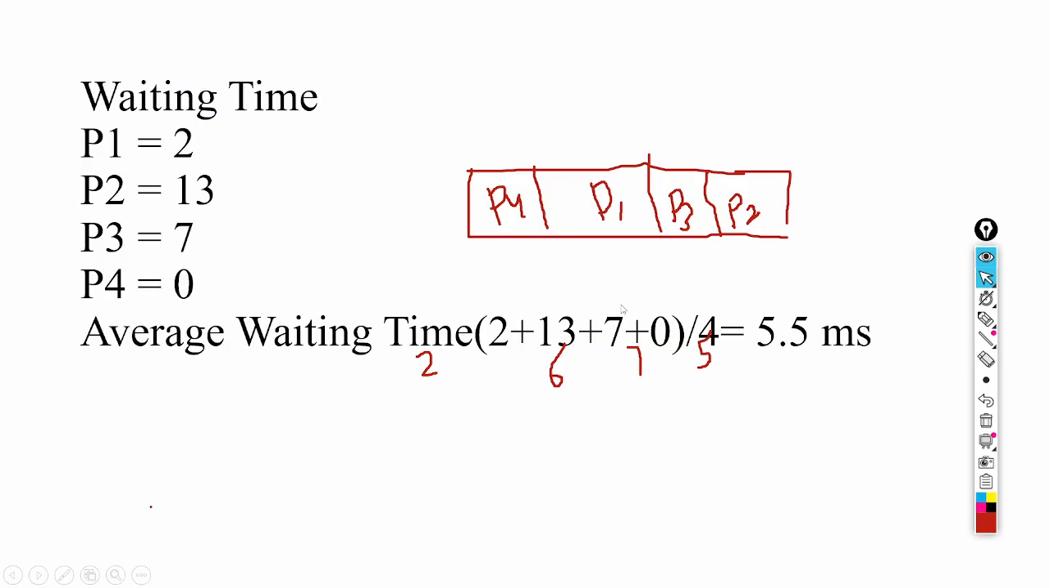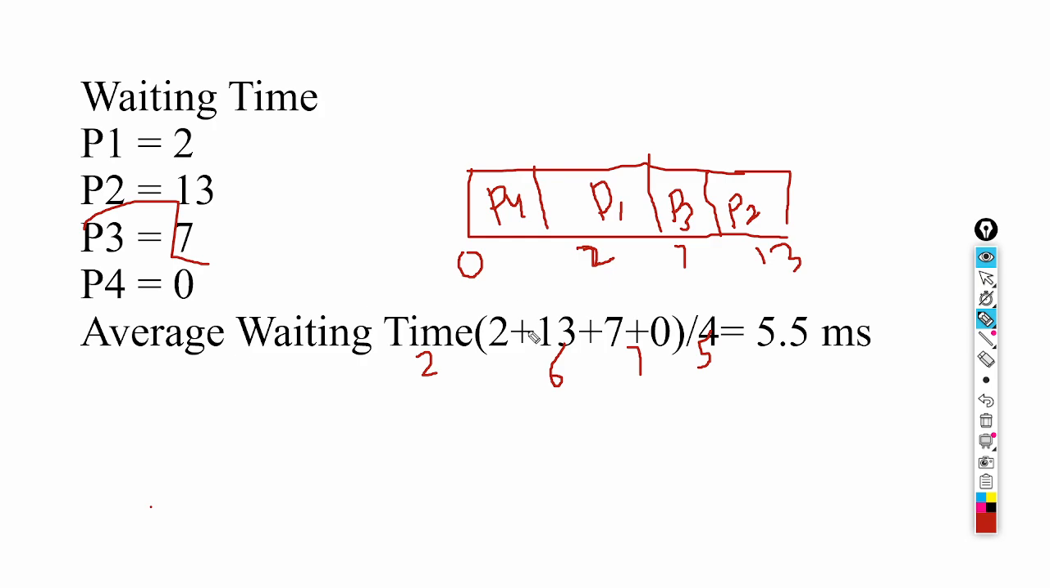We need to calculate the average waiting time. P4 will execute first, so its waiting time is 0. P1's waiting time is 2, P3's waiting time is 7 and P2's waiting time is 13. First P4 completes with waiting time 0, then after executing P4 whose burst time is 2, the next waiting time is 2, then 7, and then 13.